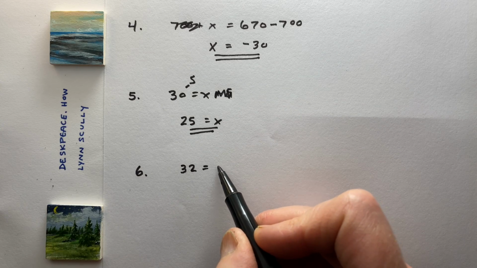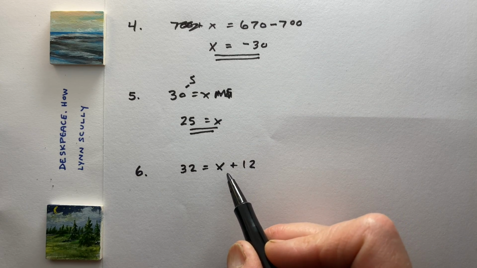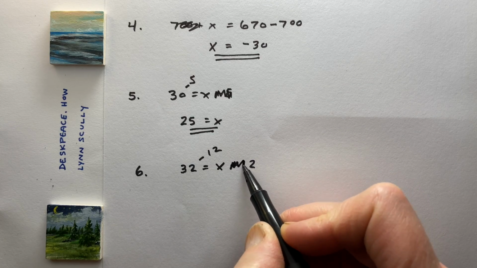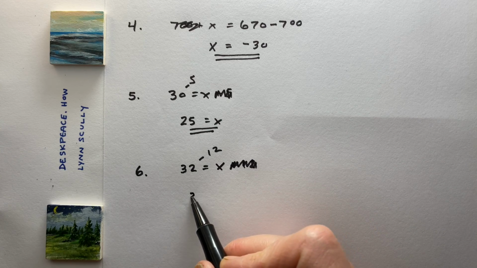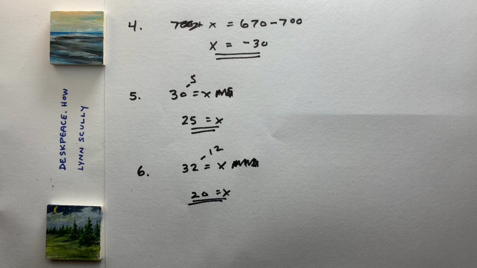Number 6, 32 equals x plus 12. I want to get the x alone. 12 is attached by addition, move it by subtraction to the other side of the equal sign, and here's Trudy. 32 minus 12 is 20. 20 equals x. Hi, Trudy.